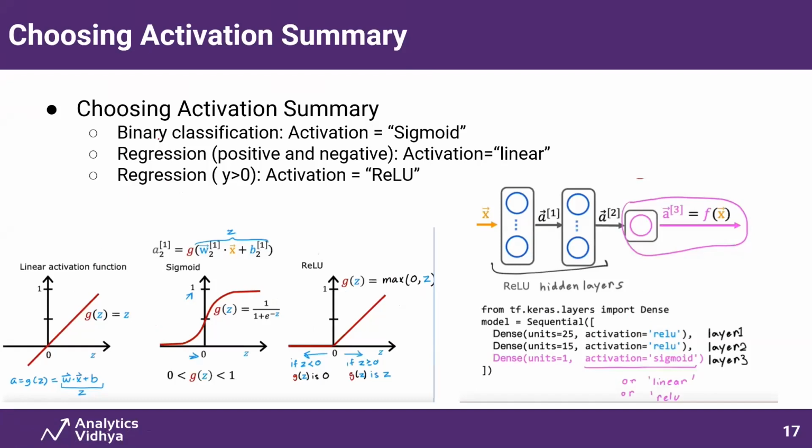So let's say my use case is a binary classification example, right? Focus on this part of the slide here. If you see here, my use case is to do a binary classification. I have layer one, layer two, and then layer three. Layer three comes here, right?